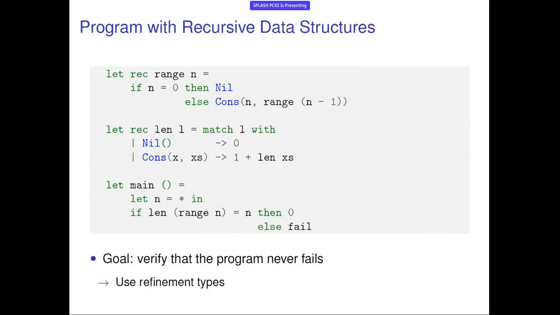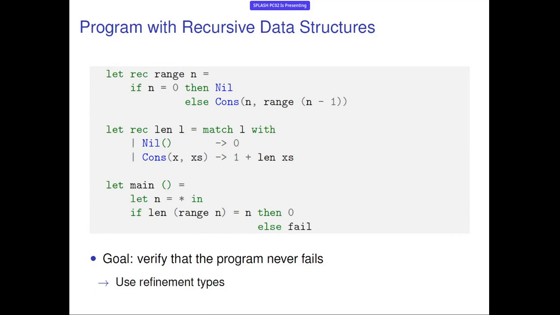So this is a program with 3 functions. The function range takes an integer n and returns the reversed range from n to 1. The function len takes a list and returns the length of the given list. And function main checks that the return value of range n has length n. Otherwise, it fails. So our goal is to verify such a program will never fail.